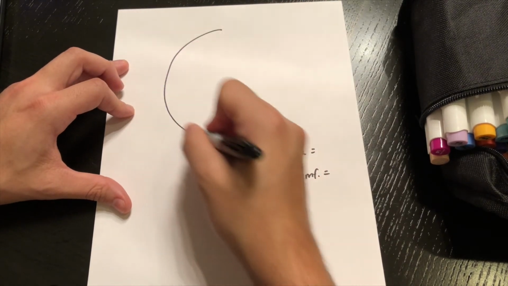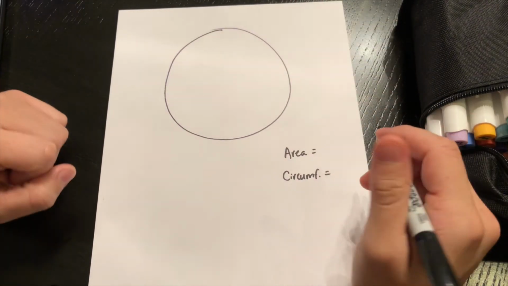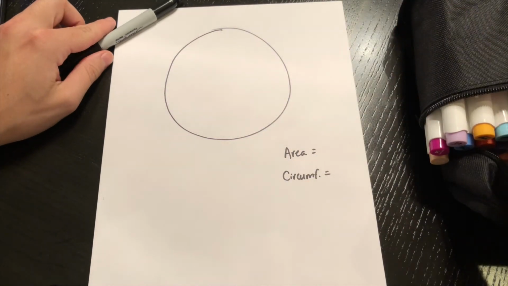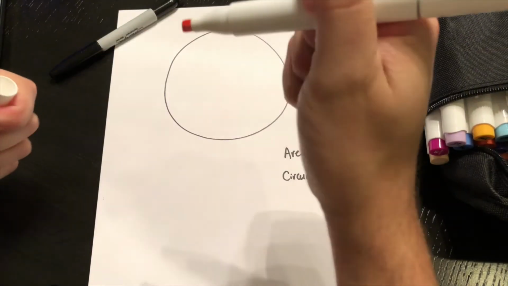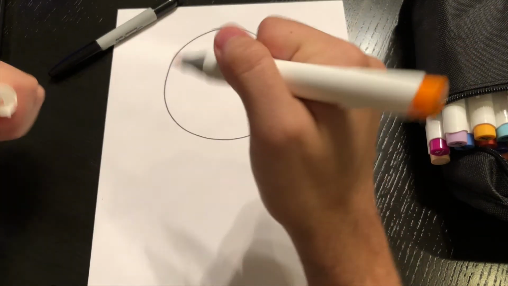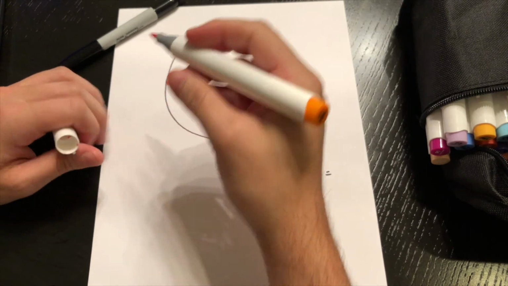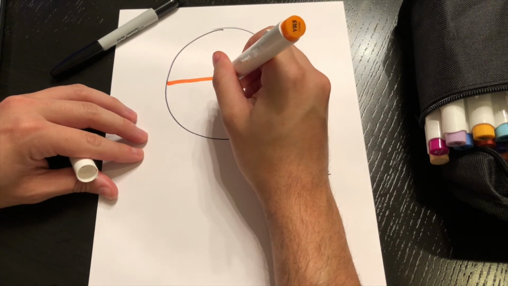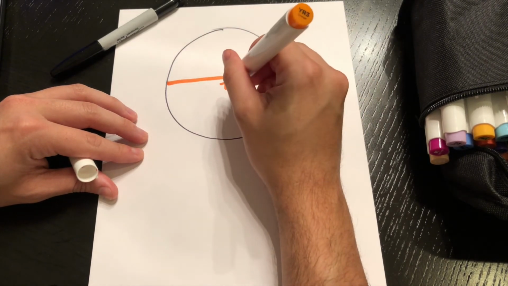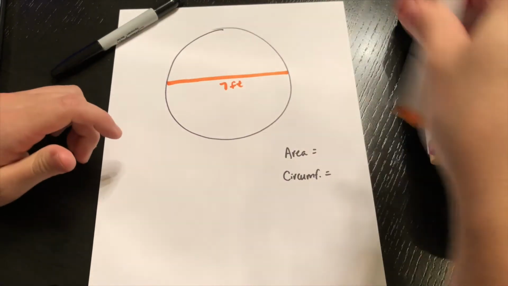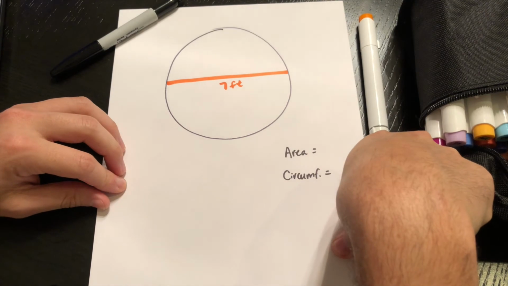Okay, so here it is. Here's the challenge. Here's my circle. It's not perfect, but you get the idea. And the diameter of the circle, let me see if this works. Yep. So the diameter is going to be 7 feet. That's pretty much all I'm going to give you in terms of information.